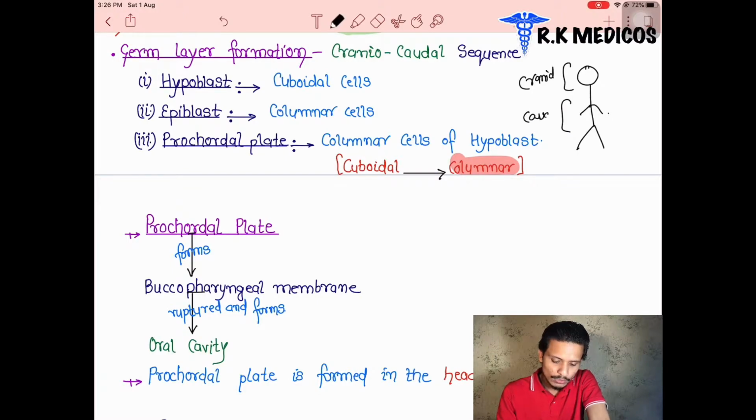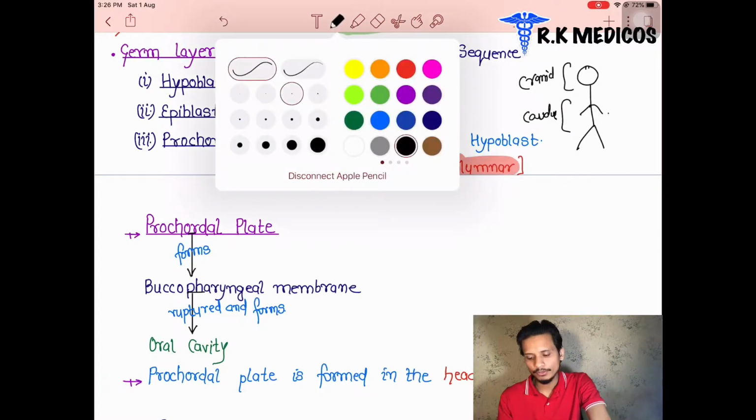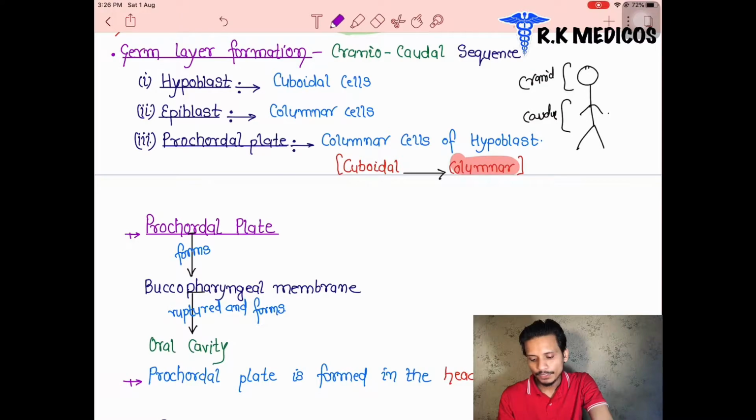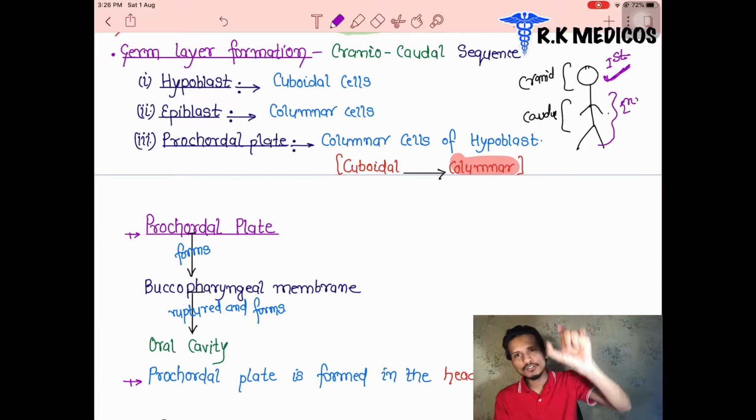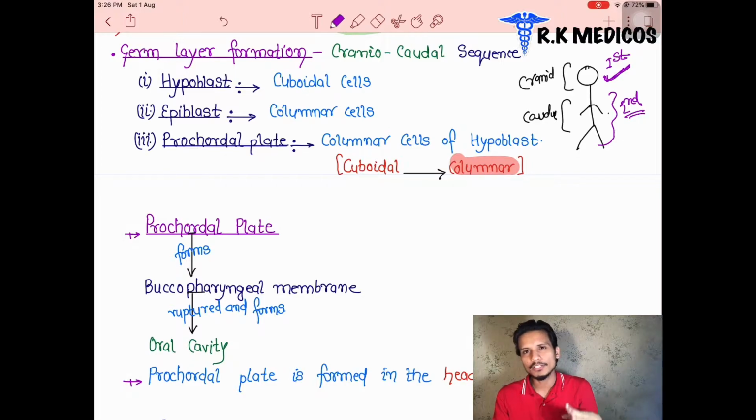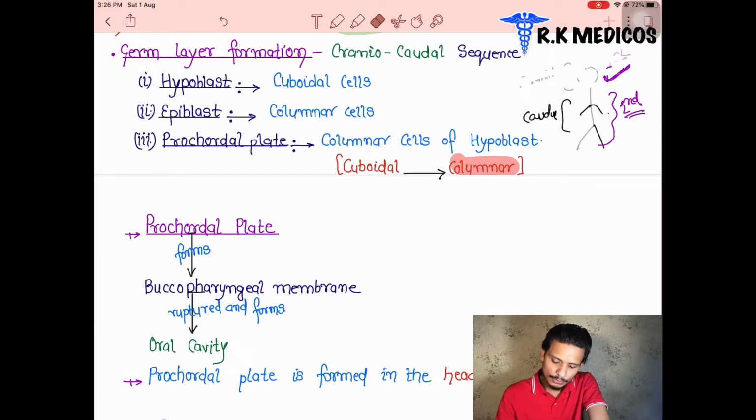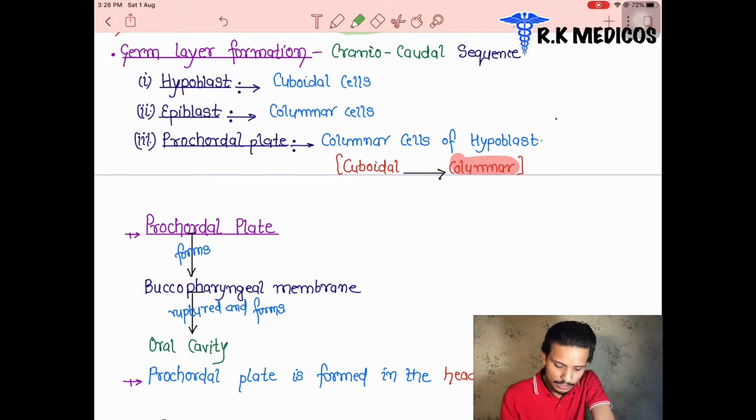So the first structure formed in the embryo is our cranial part. This is the first formed structure, and later on, what structure is formed? Secondly, they are forming the caudal part. So this sequence of formation of our embryo, in which structures are formed, is called the craniocaudal sequence. Simple. And these germ layers are forming in a craniocaudal sequence. How it's going to develop here, we are going to see. First point, first we revise it. In the craniocaudal sequence, the germ layers are going to proliferate.